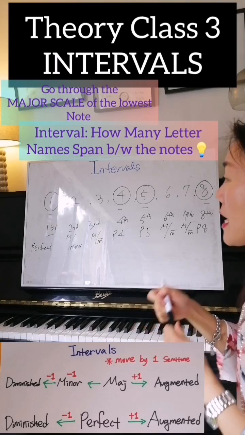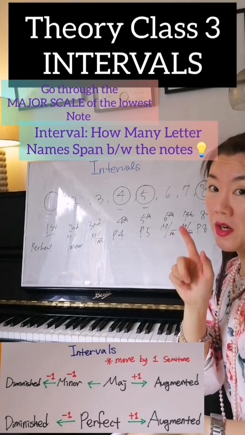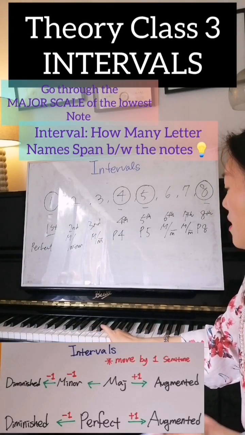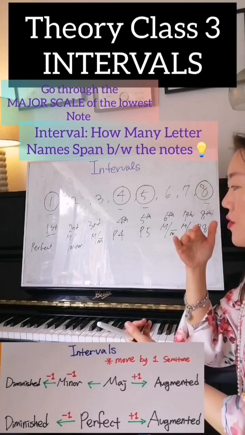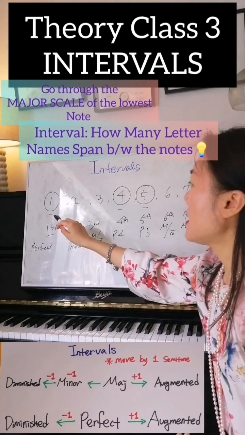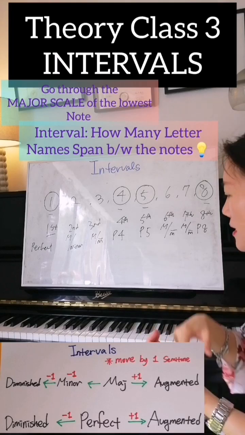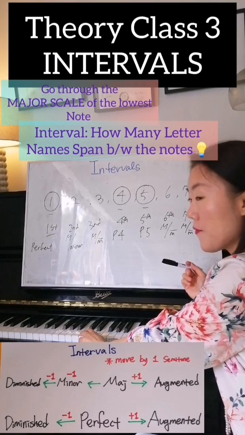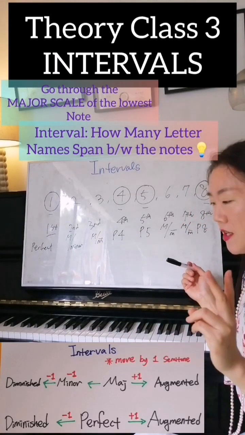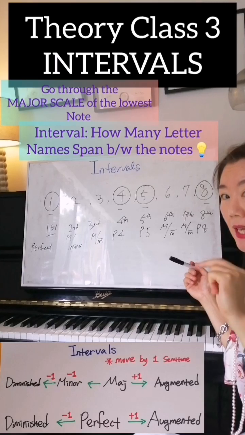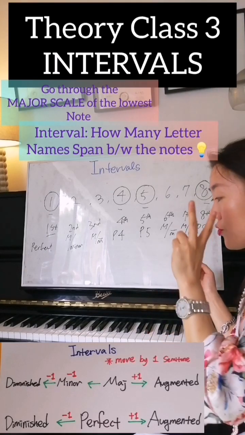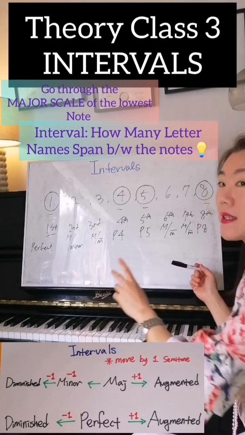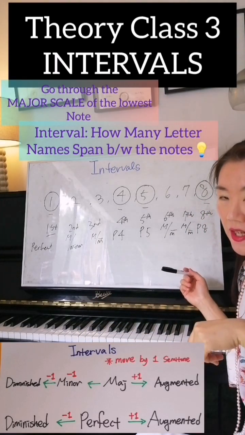Now, let's talk about how it works. We already talked about the perfect first. Basically the same note. It could be from E to E, F to F. When you play the same note, that is perfect first. Now, let's talk about the second. From C to D is called a second because there are 2 letter names spanned from C to D. So that is a second. Now we have to figure out whether that's a major second or minor second.